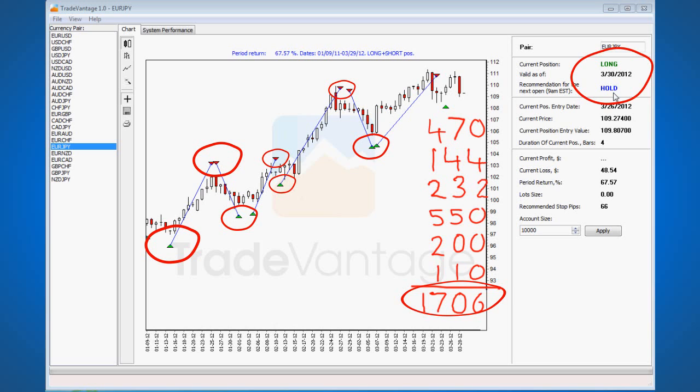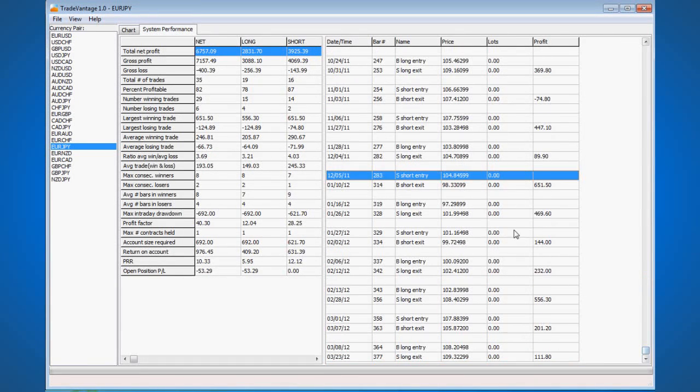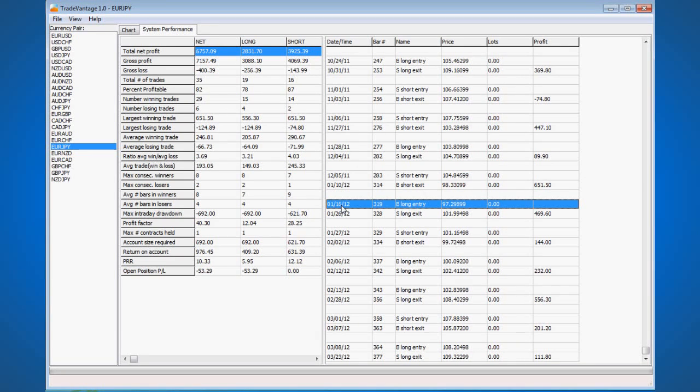What I want to do now is take a look at the specifics of these trades. And we can do this by going to the System Performance tab. And I'll scroll down to the bottom, the most recent trades here. And what you'll notice when we look at these trades is the first trade that we took was on January the 16th. And you can see the trade is right here. And it's going to give us all the information that we need to go back in time and look at this and really analyze what's happened.